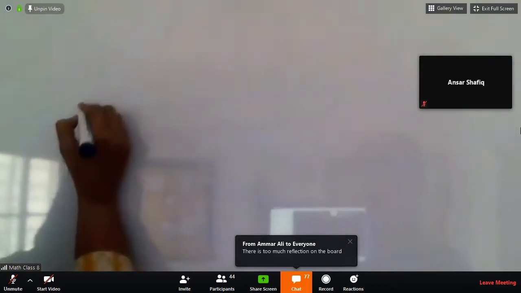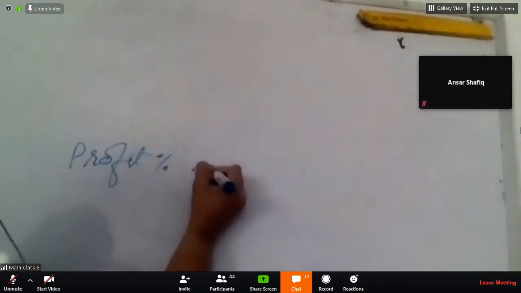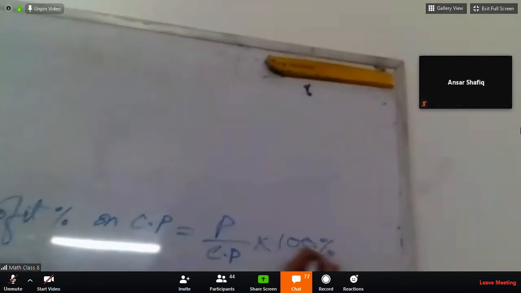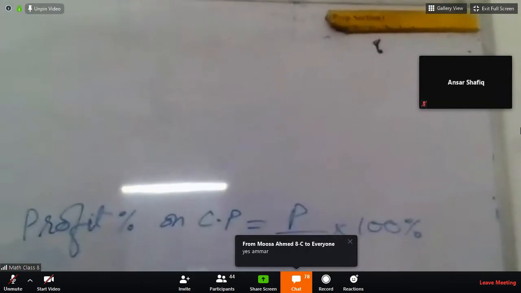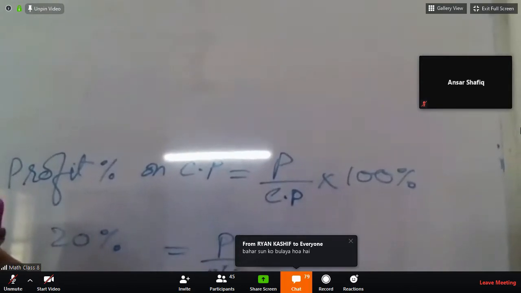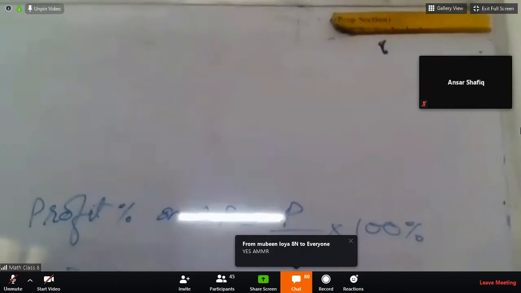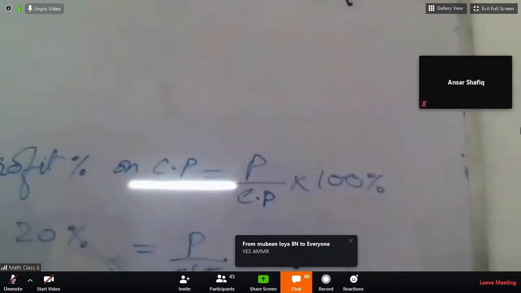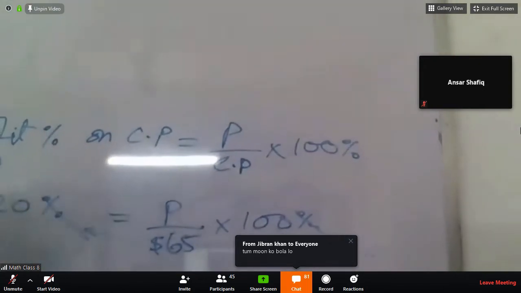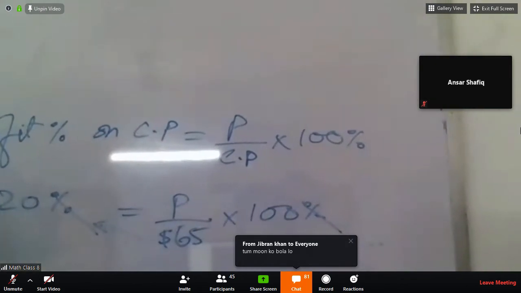But if we are applying the profit percent formula, profit percent on cost price equals profit upon cost price multiplied by 100%. Profit percent is 20%. Profit amount you need to calculate. Cost price is $65 multiplied by 100%. Cancel percentage to percentage, and 20 multiplied by 65 equals P multiplied by 100. When P is multiplying with 100, shifted to the other side, you get the value of P.